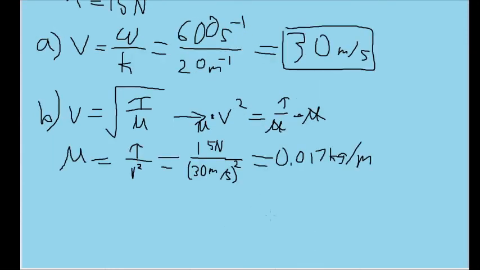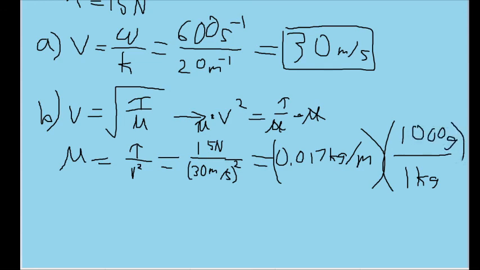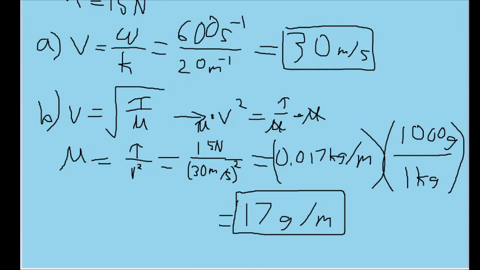And the question also asked us to find this in grams per meter. So to do that, let's do a simple conversion here. We want to cancel out the kilograms, so let's put that in the denominator. That's 1 kilogram, and we know there are 1,000 grams in a kilogram. So let's put the 1,000 grams on top. And multiplying this out, this gives us a value of 17 grams per meter. And that is our linear density of the string in grams per meter.